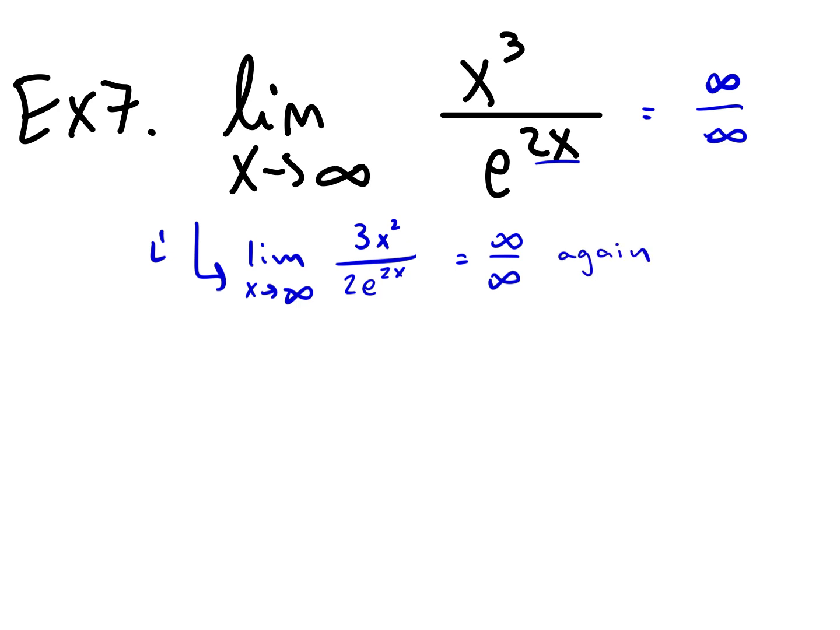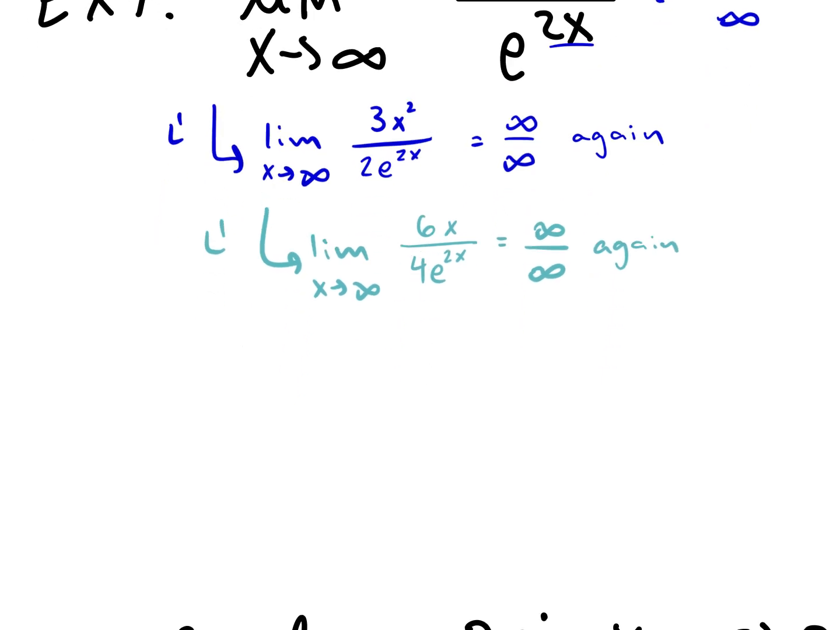So let's do it again here. So the limit as x approaches infinity, and we take our derivative of the numerator and the denominator. What's the derivative of our numerator? 6x. And what's the derivative of our denominator? Awesome. 4 times e to the power of 2x. Perfect. If we plug in infinity, we get infinity over infinity again. So what would we do? Do it again.